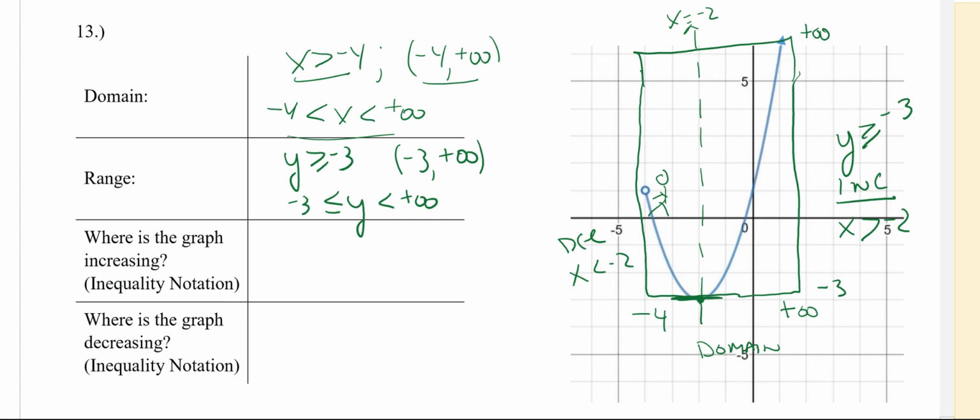They asked us to write it in inequality notation, so we're increasing when x is greater than -2, and it's decreasing when x is less than -2 and greater than, what value is this? This is -4.